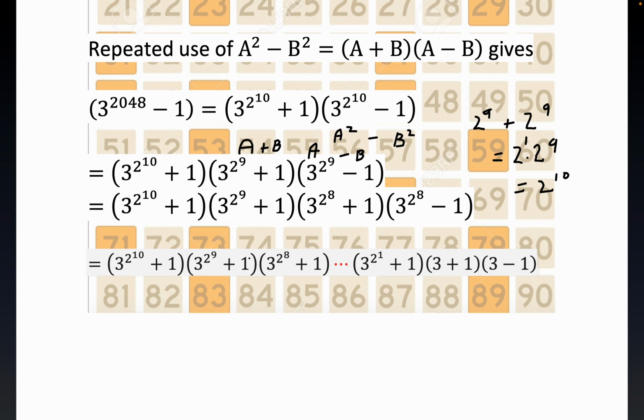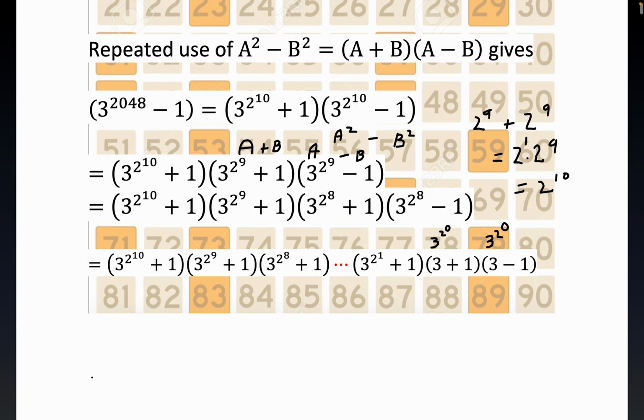2 to the 10th, 2 to the 9th, 2 to the 8th, ellipsis 2 to the first power. Now right here, just to be clear, this technically would be 3 raised to the 2 to the 0 power, but 2 to the 0 is 1, and 3 to the 1 is, of course, 3. And right here, this is, again, 3 times 2 to the 0. And so you see this pattern carries on for however many steps here, and we're about to figure that out. Okay, so our original problem is actually equal to this factored product.